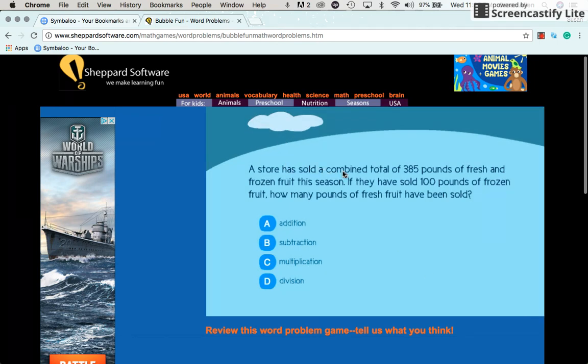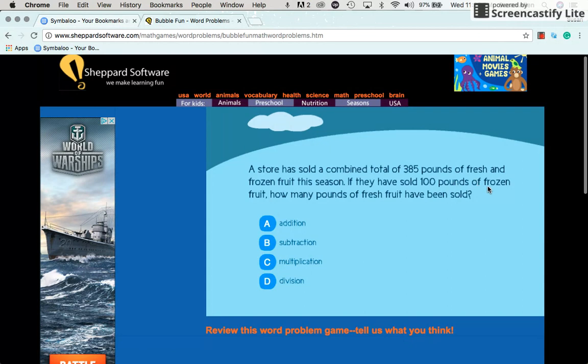A store has sold a combined total of 385 pounds of fresh and frozen fruit this season. If they have sold 100 pounds of frozen fruit, how many pounds of fruit have been sold? Okay, so the keywords here are combined total, 385 pounds. That's a lot of fruit. But for both fresh and frozen. And if they have sold 100 pounds of frozen fruit, how many pounds of fresh fruit have been sold?